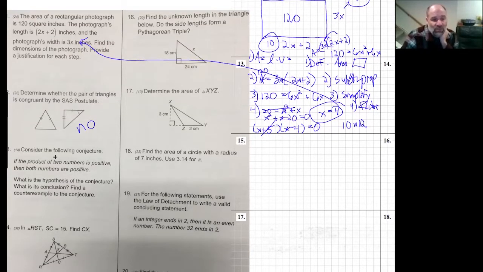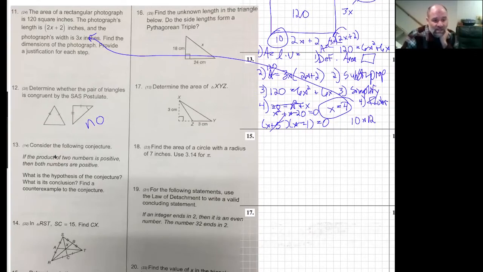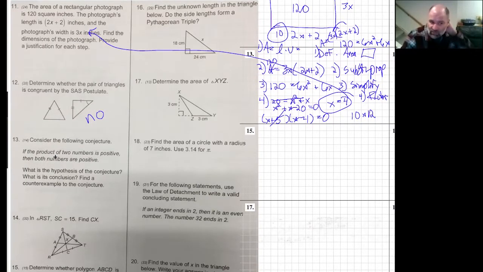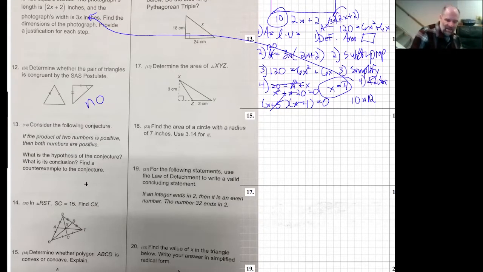All right, number 13, consider the following conjecture. If the product of two numbers is positive, then both numbers are positive. What is the hypothesis of the conjecture? The hypothesis is the if part, right? So just ignore the word if and write what comes after it. I'm just going to circle it here so I don't have to rewrite it. The product of two numbers is positive.